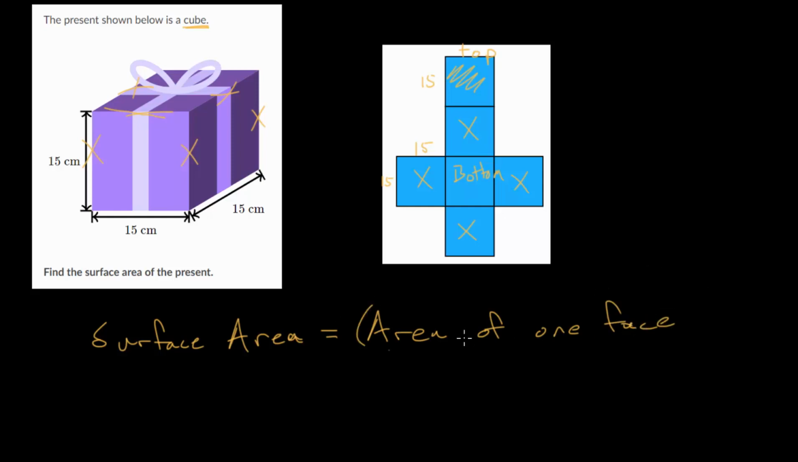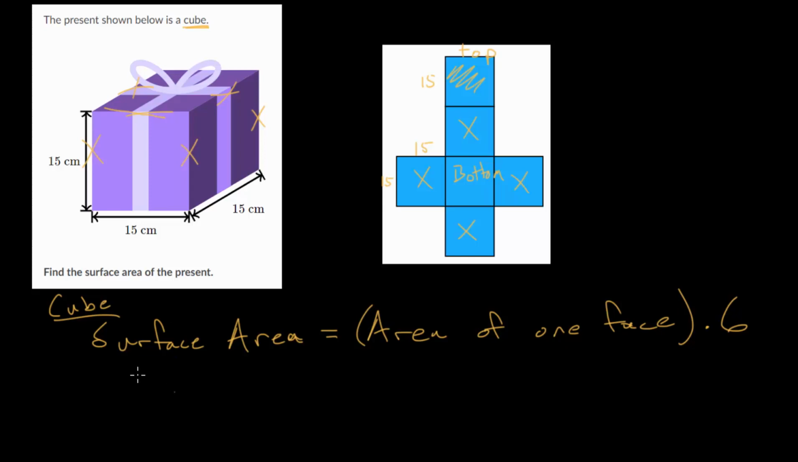So we essentially would just need to find the area of one of these and then multiply it by 6, since they're all going to be the same and we have 6 of them. So in this case our surface area is just going to be the area of one face of our cube, multiplied by 6. This is actually a formula you can use anytime you have a cube. You can take the area of one face and multiply it by 6. Again, that can be applied for any cube.